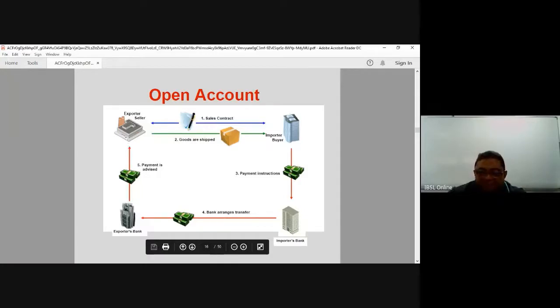Now, once the importer gets the goods, he can stay without doing this part. Steps 3, 4, 5 need not take place. He just takes the goods and keeps quiet. Right? Now, in this case, who is running the risk? The risk is being run by the exporter. He has parted with the goods. The goods are gone. They have left his port.